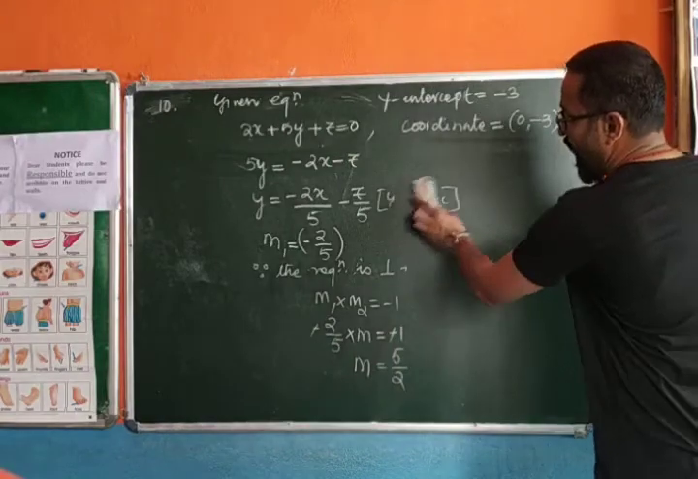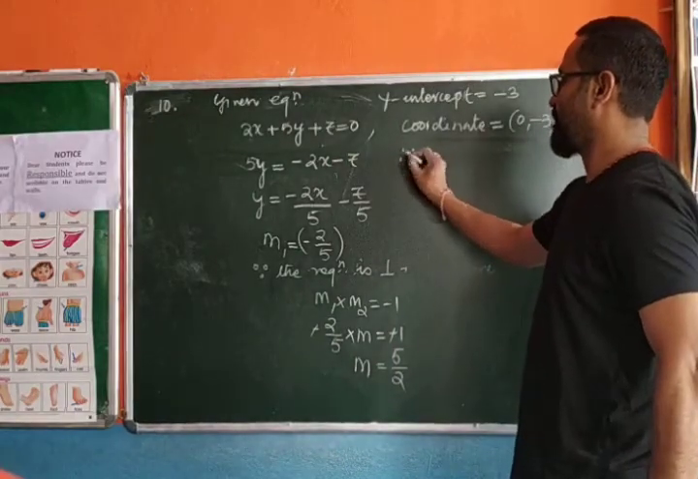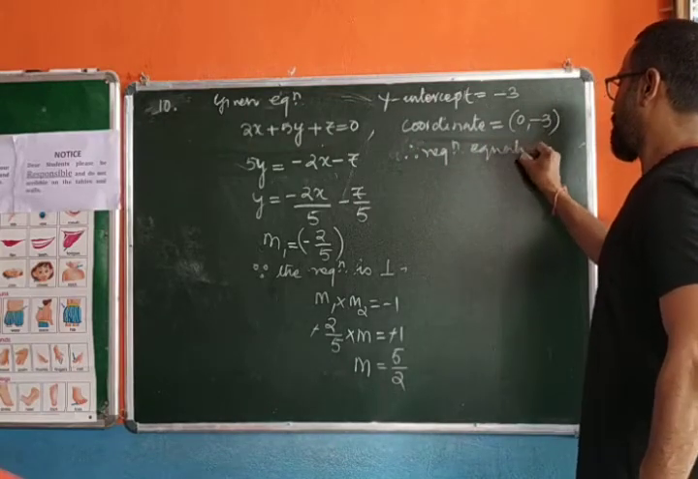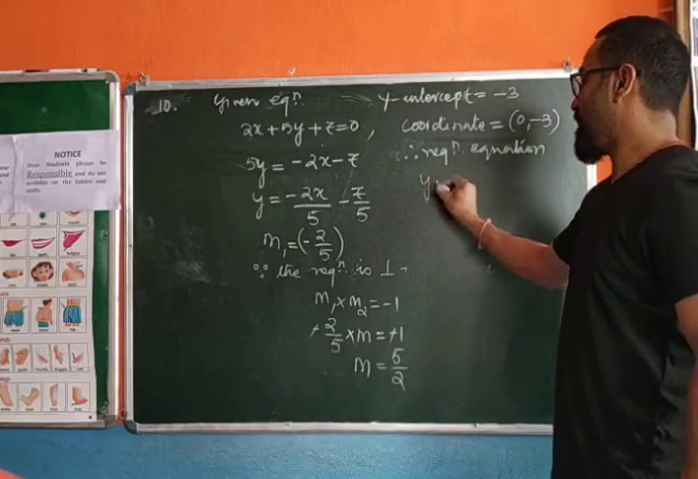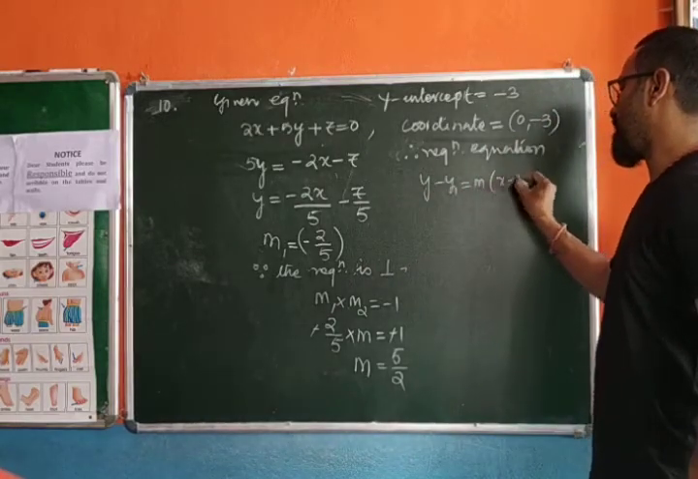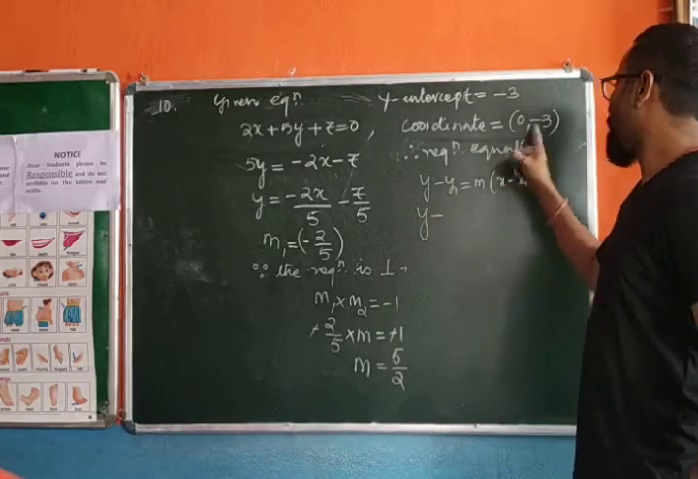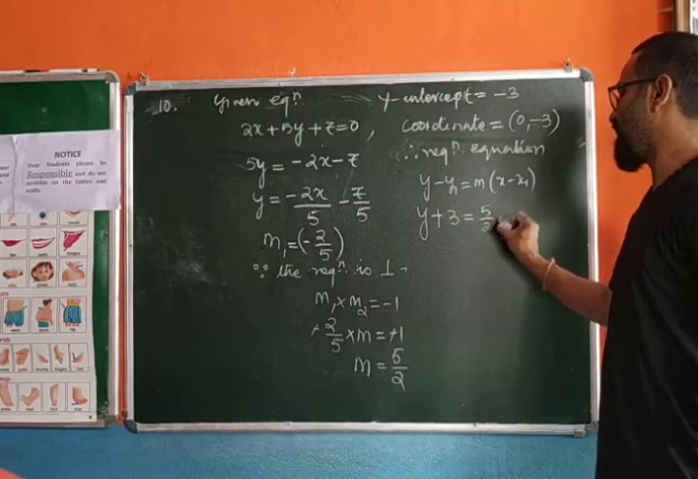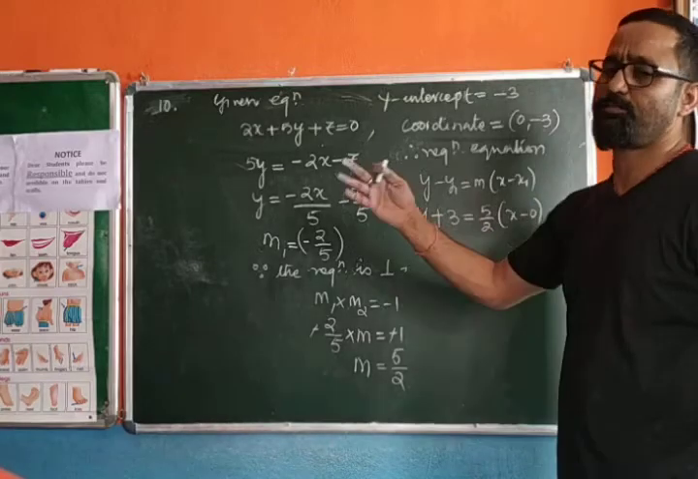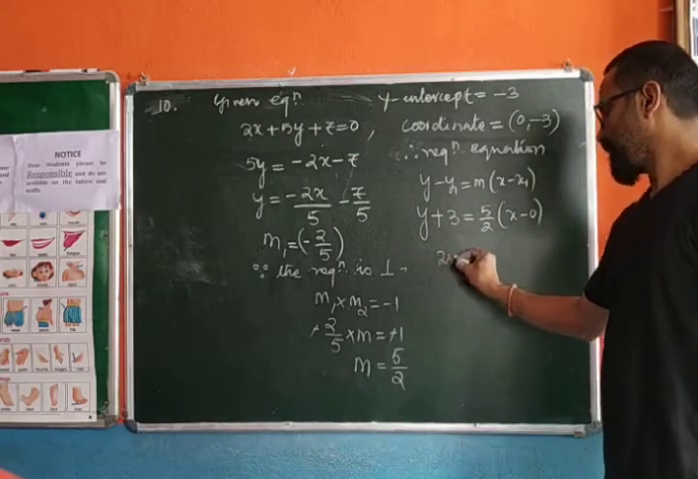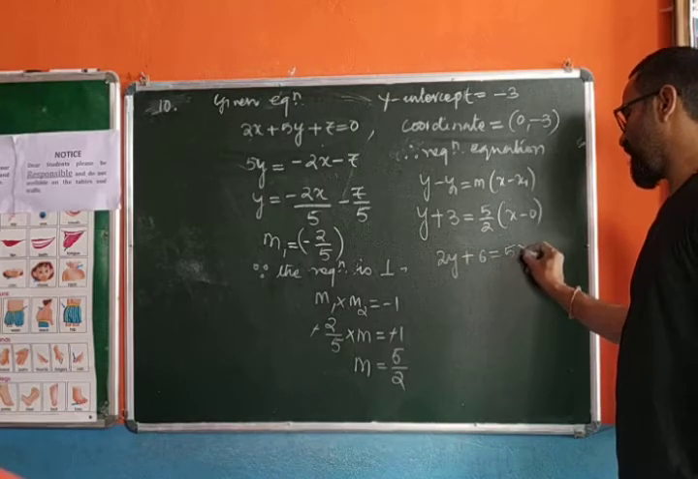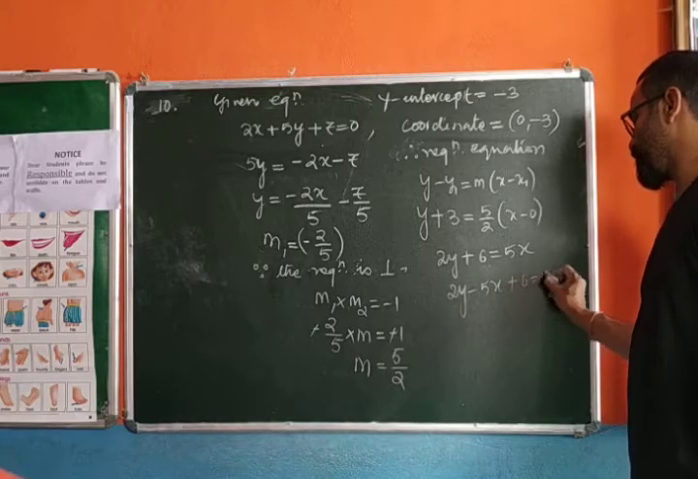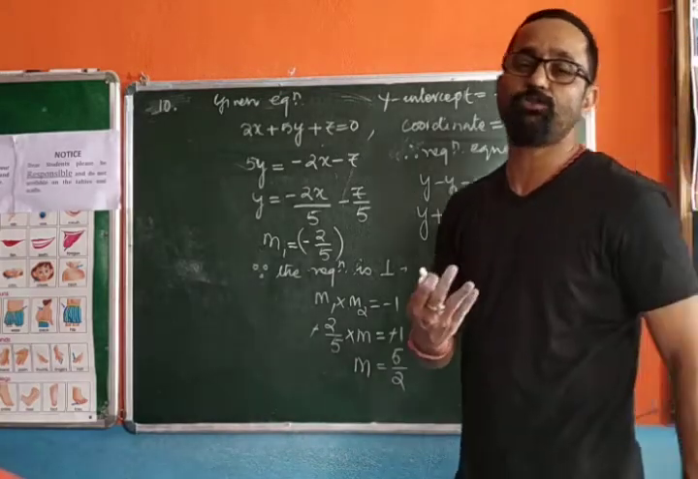So once you get the required slope, now the equation. Therefore the required equation: y minus y1 equals m bracket x minus x1. y minus y1, y1 is minus 3. Minus into minus is plus. Slope is 5 by 2. x minus 0. Cross multiply. 2 multiplied on both sides. 2y plus 6 is equal to 5x. Arrange it. 2y minus 5x plus 6 equal to 0. That is the equation, or you can use y equals mx plus c.